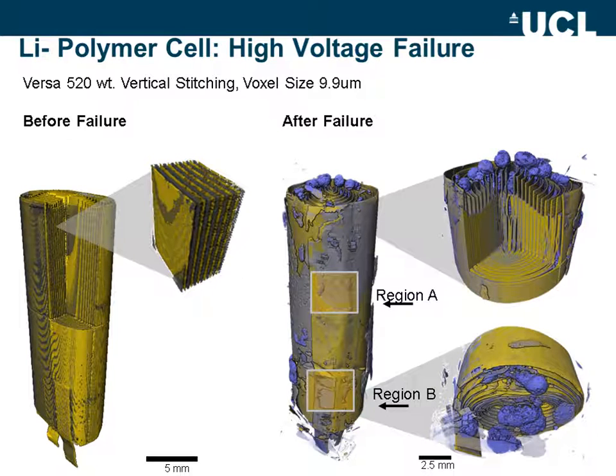Well, if we look at a slightly different battery here, we've got a lithium polymer cell which has undergone a high voltage failure. This is a full body scan of that battery before failure on the left-hand side and after failure on the right-hand side. Similar to the radiography image you saw on the previous slide, you can see these purple blobs forming, which is degradation of the copper current collector, which is agglomerated. This means these batteries see very, very high temperatures, high enough to melt copper.